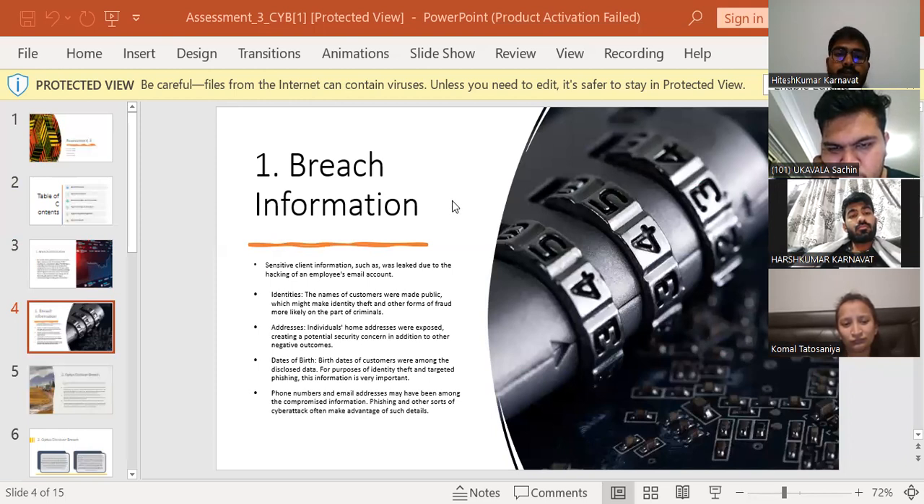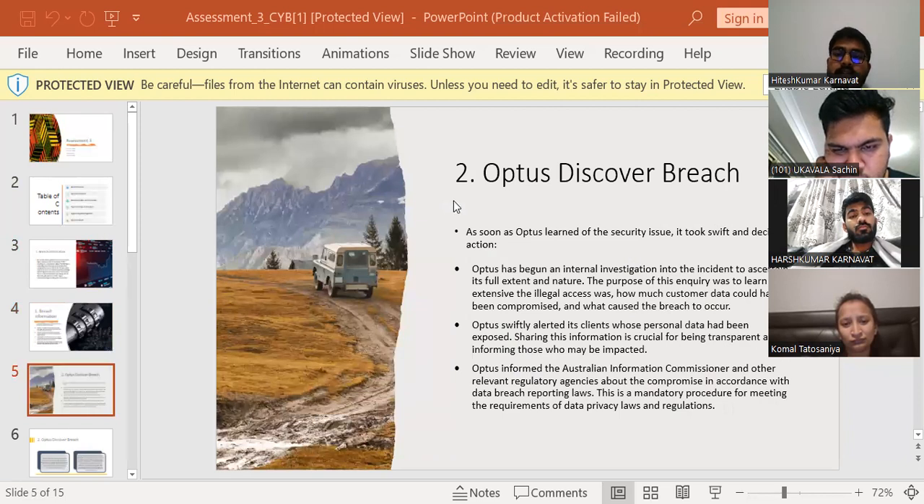Next slide. Optus discover breach. As soon as Optus learned of the security issues, it took swift and decisive action. Optus began an internal investigation into the incident to ascertain its full extent and nature. The purpose of the inquiry was to learn how extensive the illegal access was, how much customer data could have been compromised, and what caused the breach to occur.